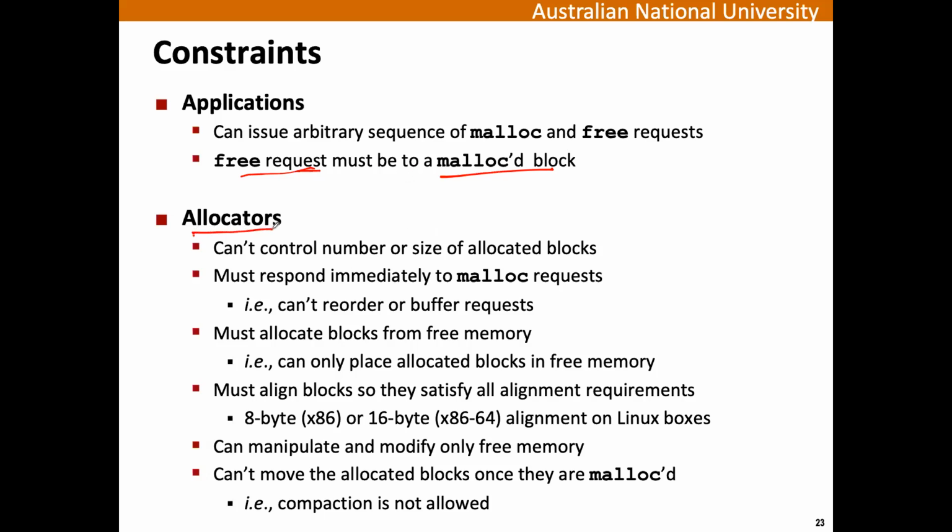Allocators are difficult to write because of a number of reasons. You can't control the number or size of allocated blocks. It all depends on what the user wants. And allocators are typically on the critical path. It's very important to return something to the user as soon as possible. Any heuristics you use should be very lightweight. You cannot do a lot of analysis in your malloc implementation. You have to be really fast.